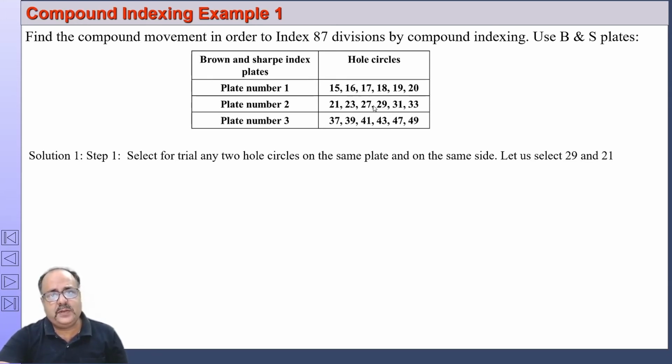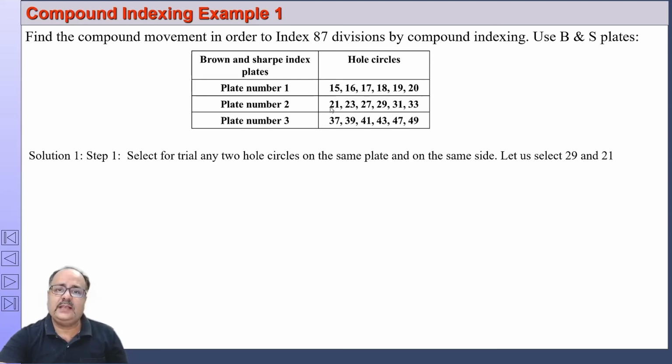29 is in this plate, so we have to select another whole circle in this plate which has a factor 3, because 29 into 3, that 3 has to get cancelled. We want 1 in the numerator. So that 87 into 3, 29 into 3, that 3 has to get cancelled. For that we require to select another whole circle which should have a factor of 3.